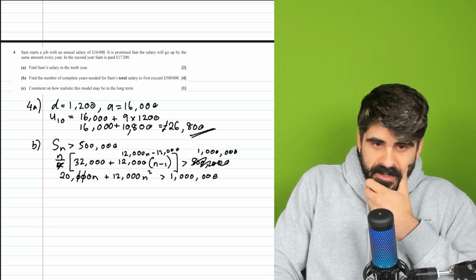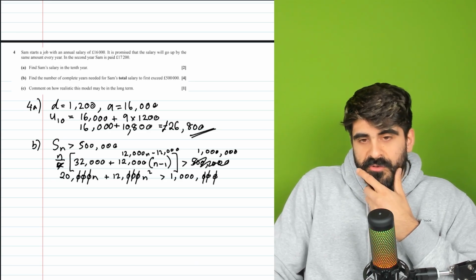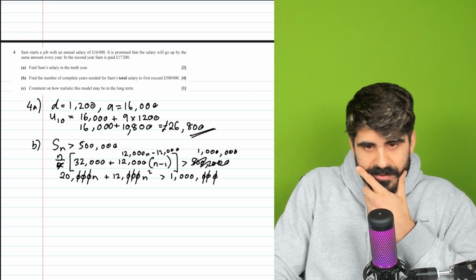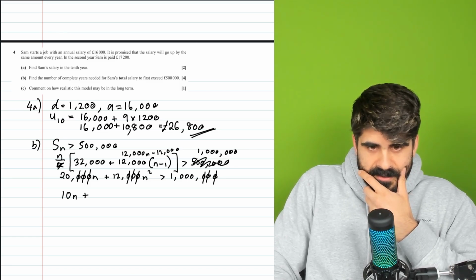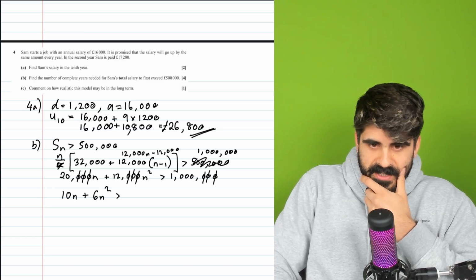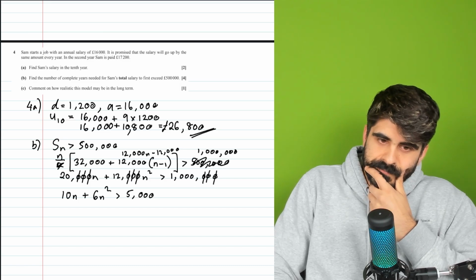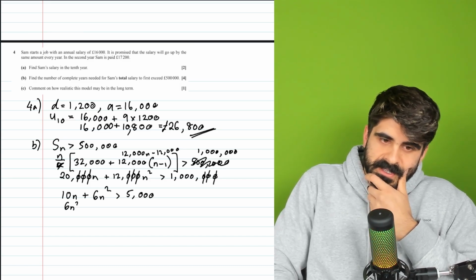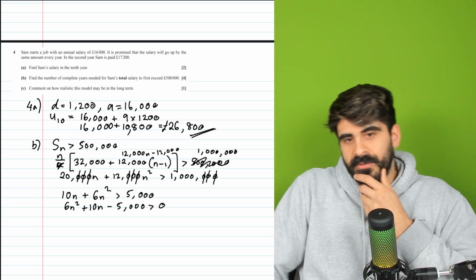We can divide through by all the thousands. We can divide through by 2 for sure. So I get 10n plus 6n squared greater than 5,000. So when is 6n squared plus 10n minus 5,000 greater than 0?